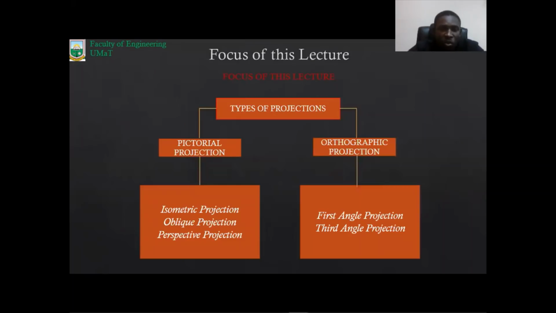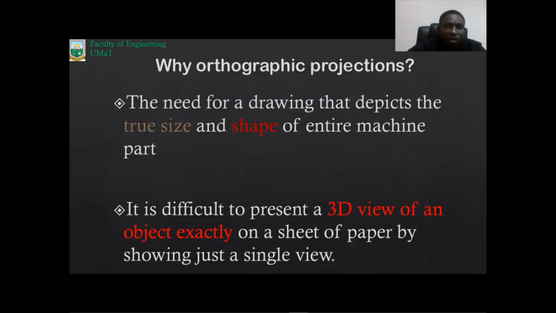Also, it's very difficult to present a 3D view of an object on a sheet of paper. For you to see all the details of an object in 3D, you should be able to rotate it, turn it around, and then you have all the details. But a lot of times, the 3D object we have is actually a 2D representation of the three-dimensional one. So it's on the paper, and you have no way to rotate the object on a sheet of paper.